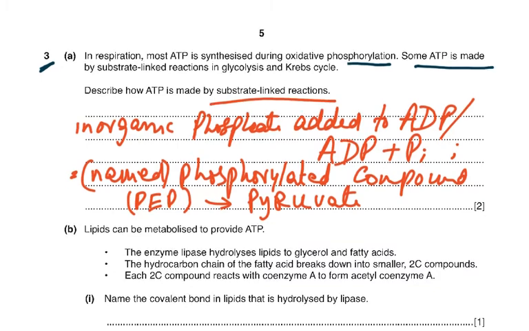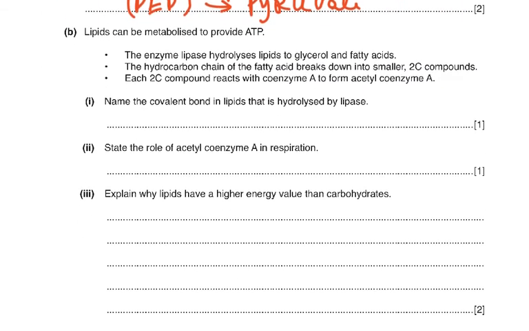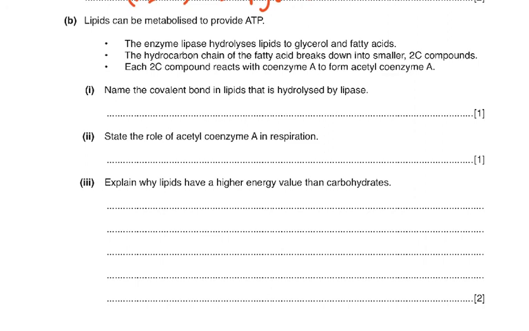Then we come on to the B part of the question. It says lipids can be metabolized to provide ATP. The enzyme lipase hydrolyzes lipids to glycerol and fatty acids. The hydrocarbon chain of the fatty acid breaks down to smaller 2C compounds. Each 2C compound reacts with coenzyme A to form acetyl-CoA. Name the covalent bond. That's a very simple one. This is a direct question. Ester bond. So the ester would get you another mark.